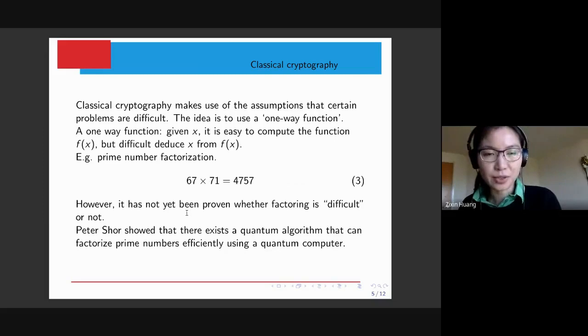However, it is not very easy to actually give a mathematical proof that such algorithms are secure. And for the particular problem of prime number factorization, mathematician Peter Shor showed that there exists a quantum algorithm that can crack this efficiently using a quantum computer. So currently, mathematicians are working very hard to find post-quantum algorithms which are immune to this sort of quantum attack. And the quantum community is, of course, trying very hard to build a quantum computer.